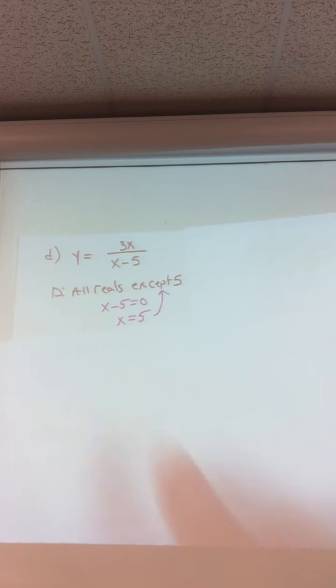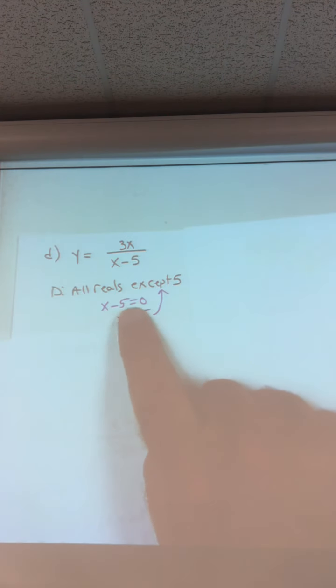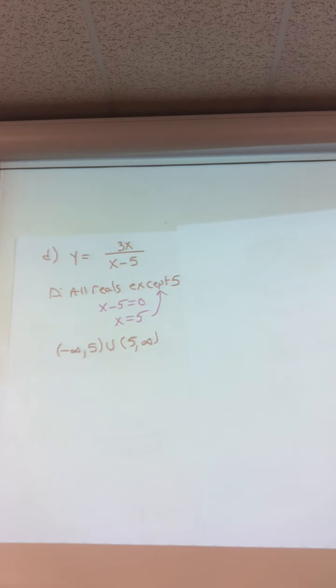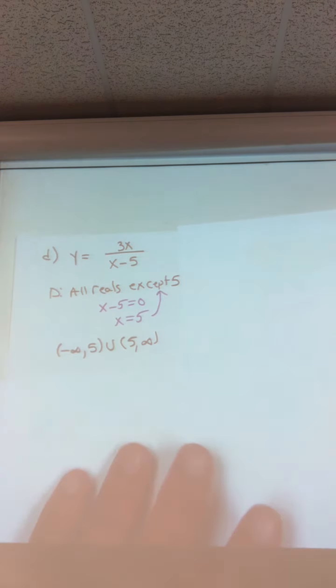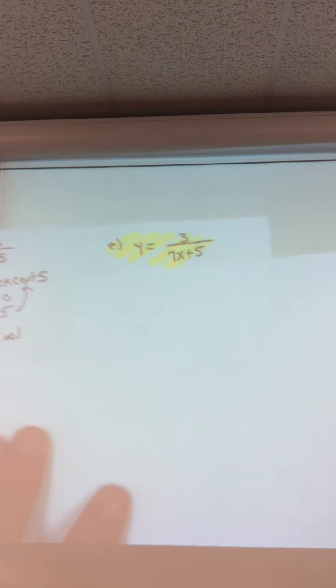Now again, here's the math behind it. You're setting it equal to 0, and you're solving it, and that's the number you're throwing out. And so your interval now would be from negative infinity to 5, union 5 to infinity. Okay, this next one. And again, pause the video if you need to.